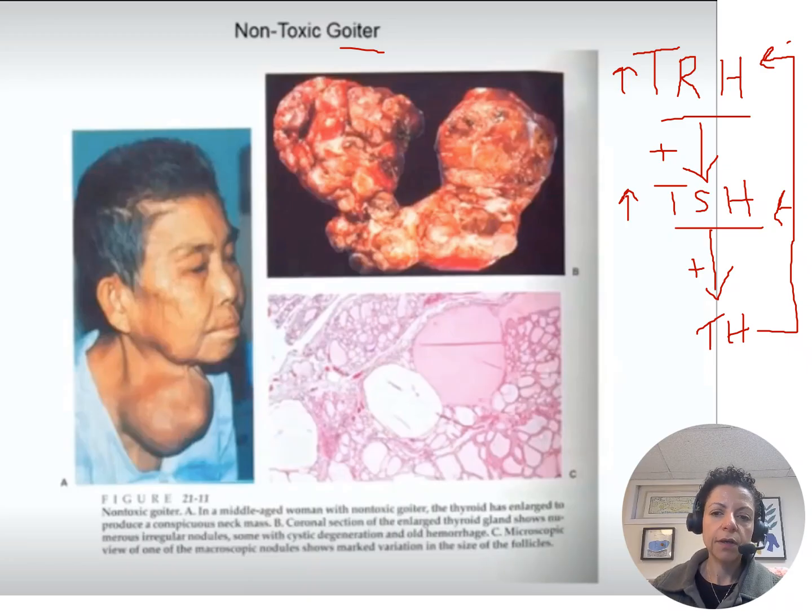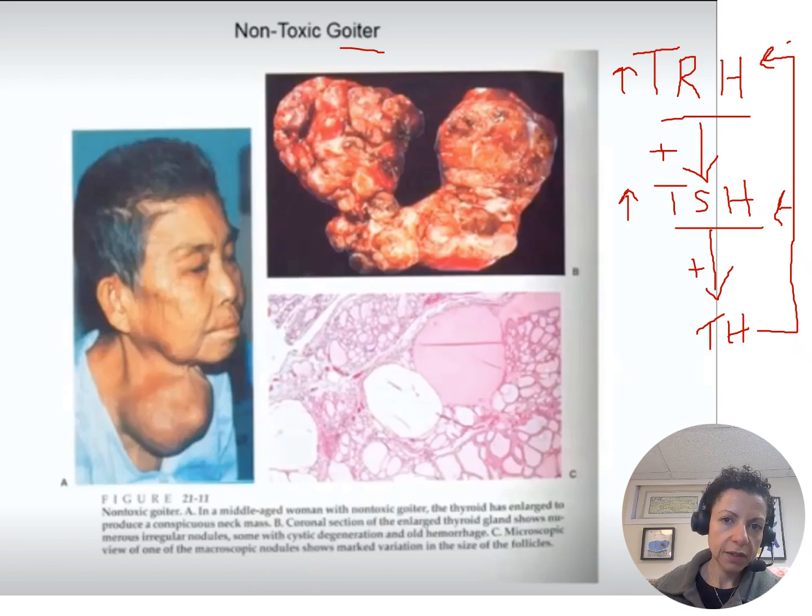So what's going on here? In a non-toxic goiter, and by the way, the fact that TSH is elevated is the reason for the goiter. Okay? TSH, thyroid stimulating hormone, not only stimulates thyroid cells to produce thyroid hormone, but it also stimulates thyroid gland cells to proliferate, right, to get bigger and to increase in number. So hypertrophy, hyperplasia of the thyroid gland is stimulated when TSH is elevated. And so that elevated TSH is the reason why we see goiter.